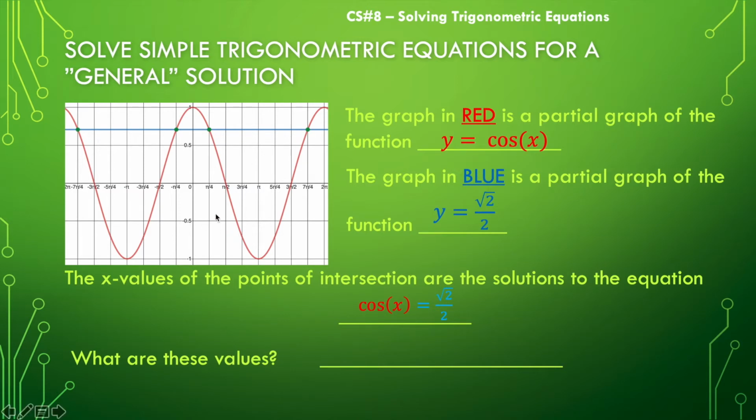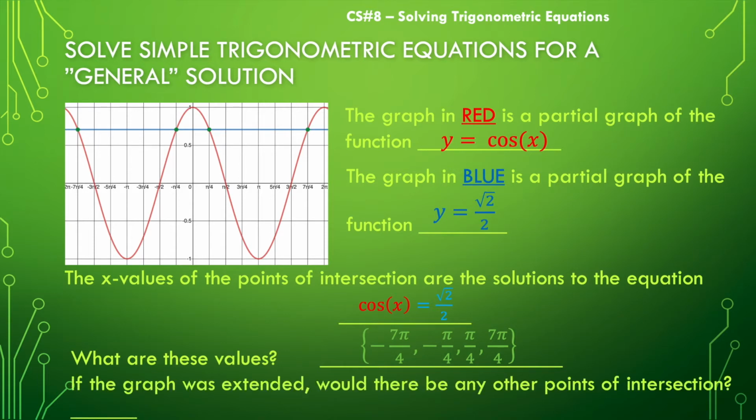Let's work on this first quadrant first, okay? We've got one at pi over 4, and then we've got one at 7 pi over 4. Now if I go back to the second quadrant, I've got one at negative pi over 4 and negative 7 pi over 4. Okay. Does that mean that that's all of the solutions? Would there ever be any more? What if we extended the graph?